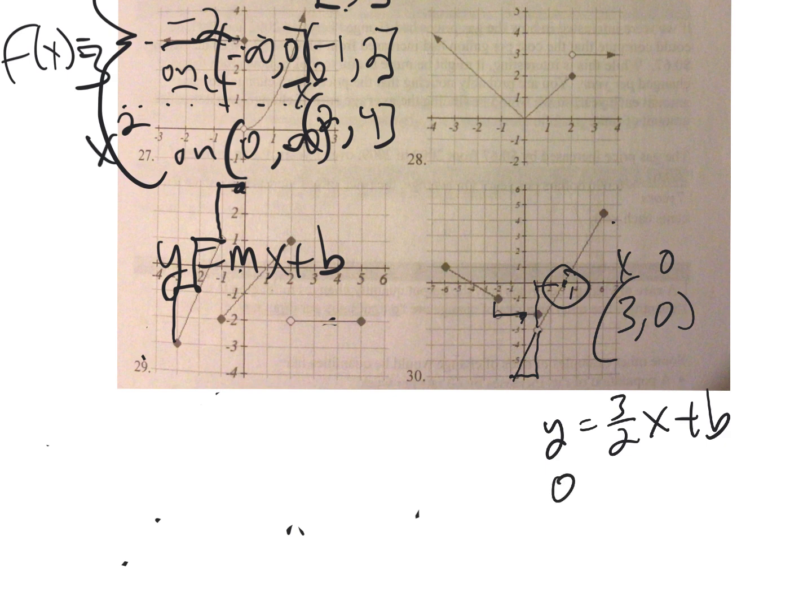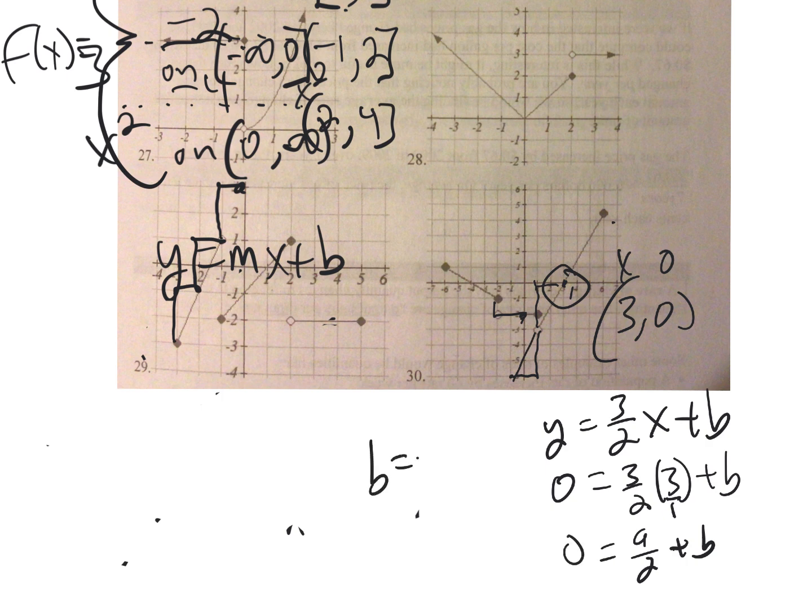So 0 is y, 3 over 2 is the slope, times 3 plus b. Well, 3 over 2 times 3, remember, is 9 over 2. And if we subtract 9 over 2, we'll get b equals -9 over 2, or what is that, -4.5. And yeah, see, my sketch was off. I wouldn't have known that exactly unless I had done this algebra. So for that piece, I'd say positive 3 over 2x minus 9 over 2.